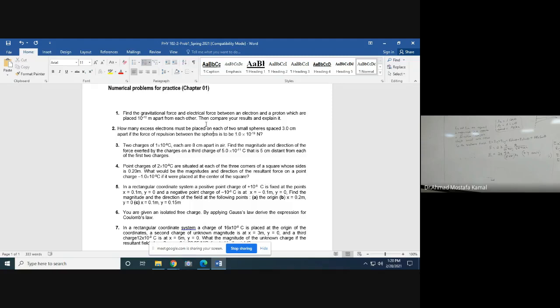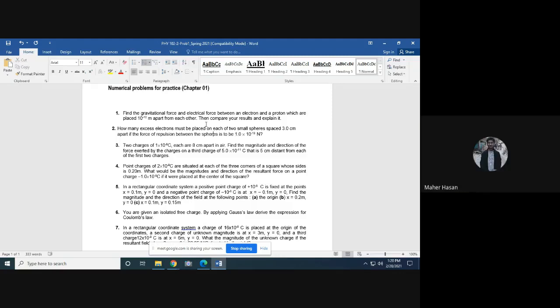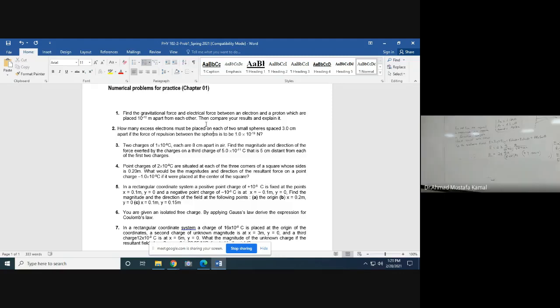Fe is given, K is given, R is given, only one variable is there, capital Q. Can you find it out? Yes, sir. Okay, after getting this charge, when you get this charge, this is the total charge. The total charge of the excess electrons in the two spheres.